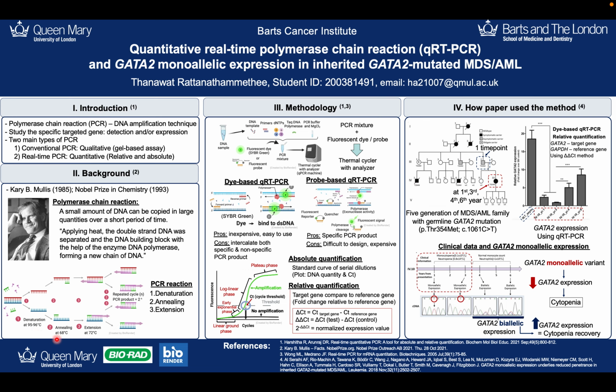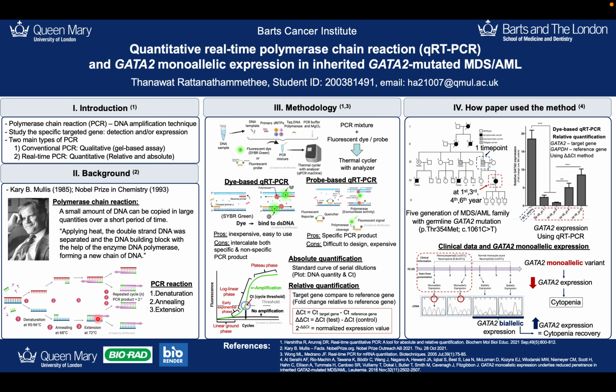The next step is annealing, lowering the temperature to 68 degrees Celsius to make the primer attach to the DNA strand. And the final step is extension, heating up to 32 degrees Celsius to allow the optimal reaction of DNA polymerase to occur. This step results in replication of complementary strands of DNA.